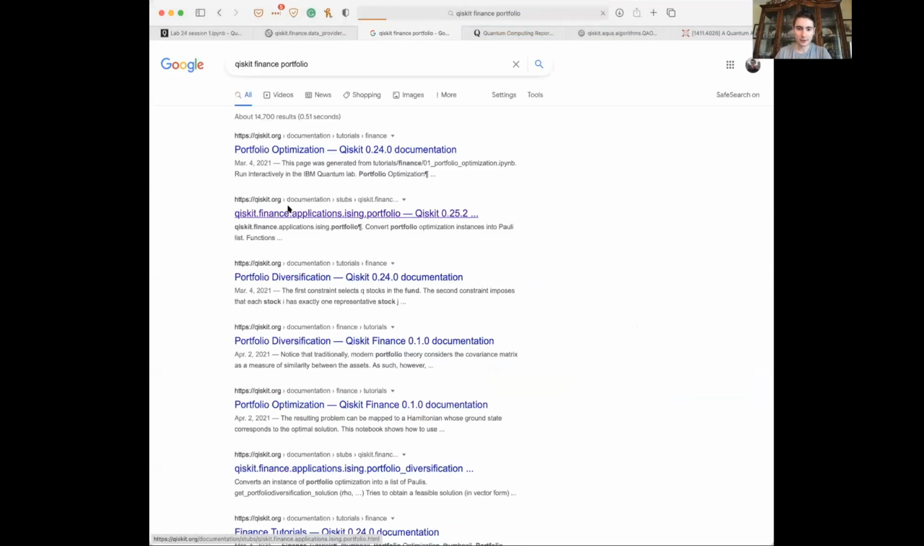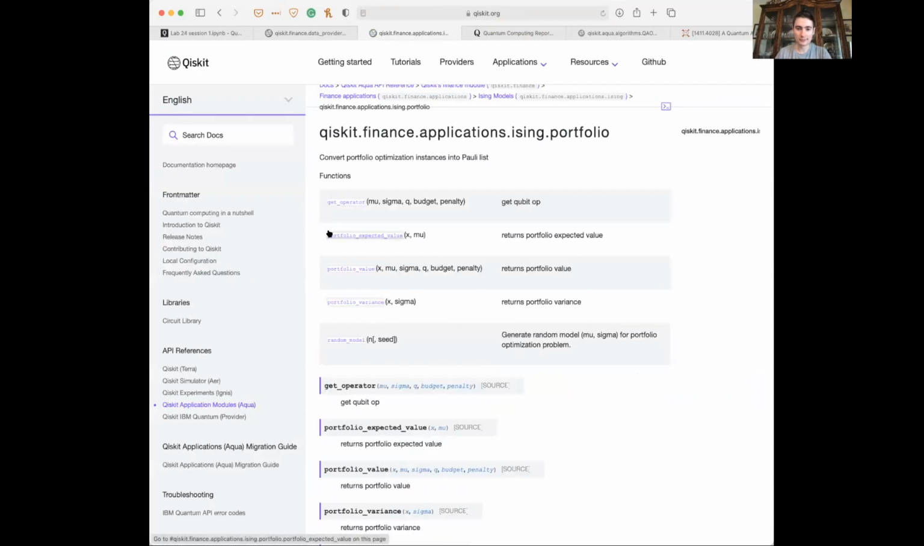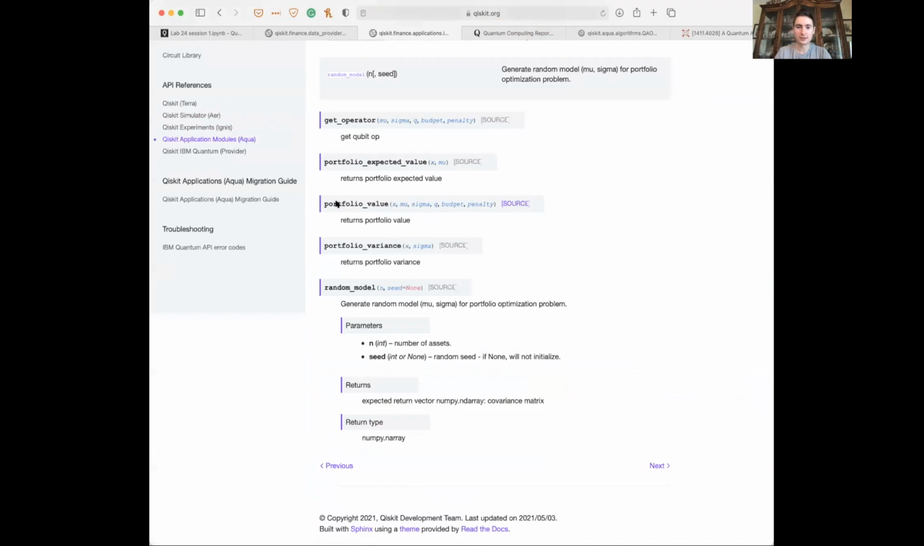Ising portfolio. Here we go. So this is the thing that we were using there. And boom, first one here, get operator. So I'll click on that function. Okay, this doesn't seem to give very much information, unfortunately.